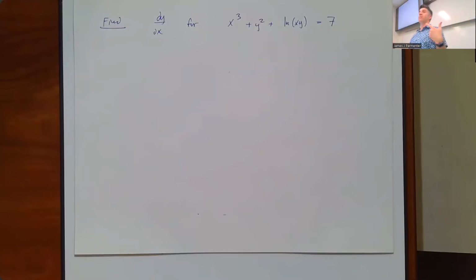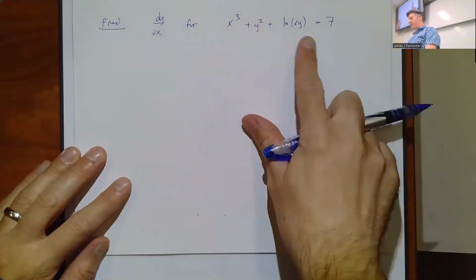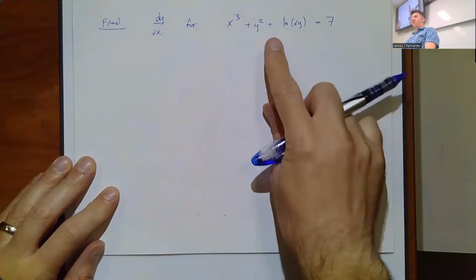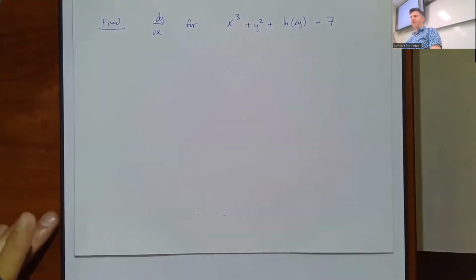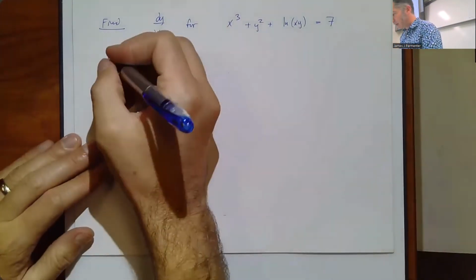We know it's going to be implicit because you've got x's and y's all jumbled up together. There's no way to do this. We can't solve for y here. Literally, you cannot isolate y and have it equal only things with x's in it. You could technically, if you're not being very careful, say y squared equals 7 minus natural log of xy minus x cubed, and then square root it. But then you'd have a y in the thing that y is equal to, and that's a problem. So we can't do that. It's not going to work. We have to use implicit.